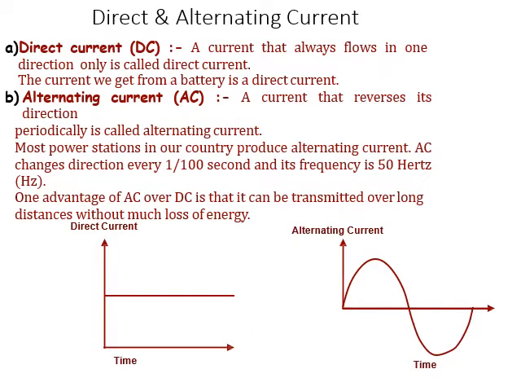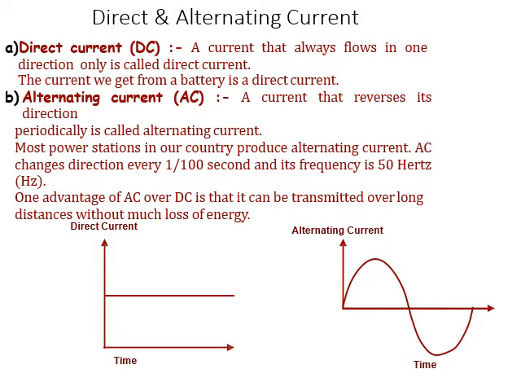Electric current is classified into two categories, direct current and alternating current. Direct current or DC: a current that always flows in one direction only is called direct current. The current we get from a battery is a direct current.